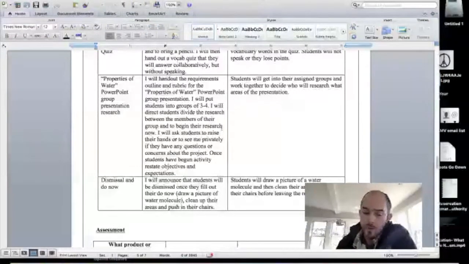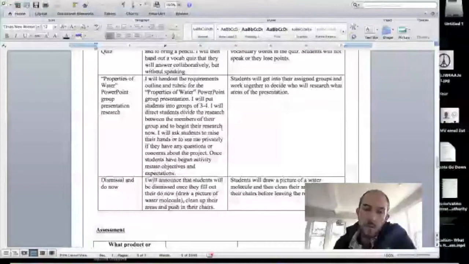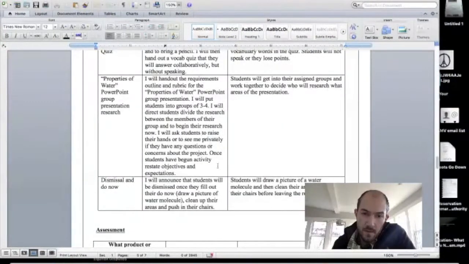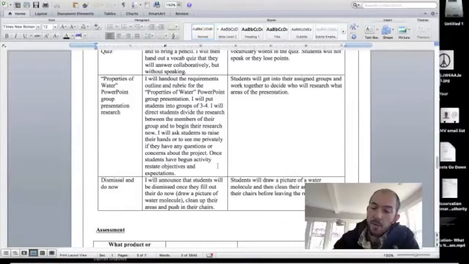And my suggestion is that they'll split their presentation into 3 or 4 sections. Each of them take a section and then work together. Once again, I'll restate the objectives and expectations. I'll go over the rubric for the project, and make sure that as they're working on doing research for it, that everyone understands by walking around the room and checking in with them.